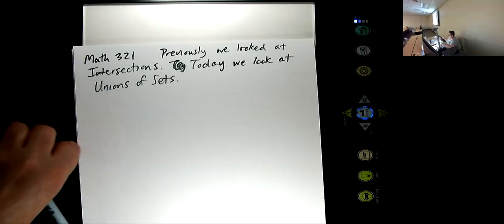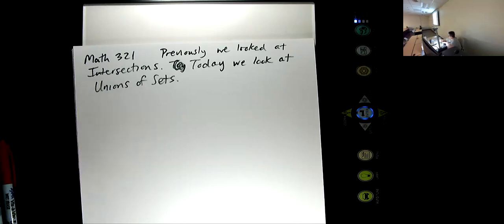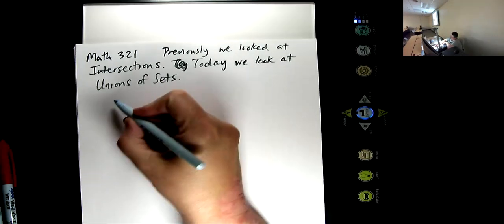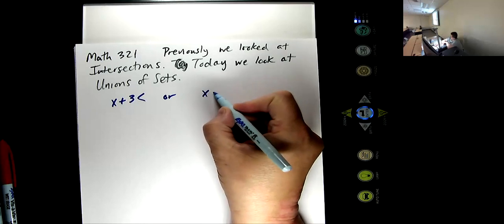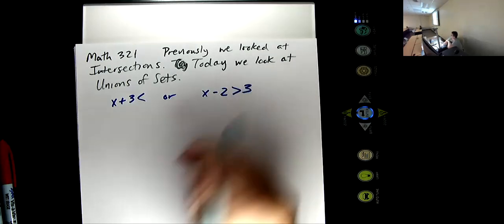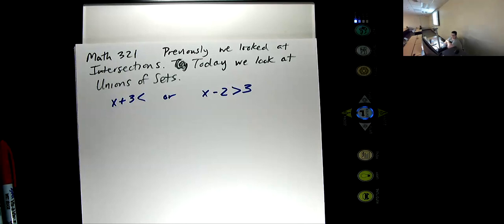So we'll start off with something simple. x plus 3 is less than 1, or x minus 2 is greater than 3. So a union of sets is an or situation.